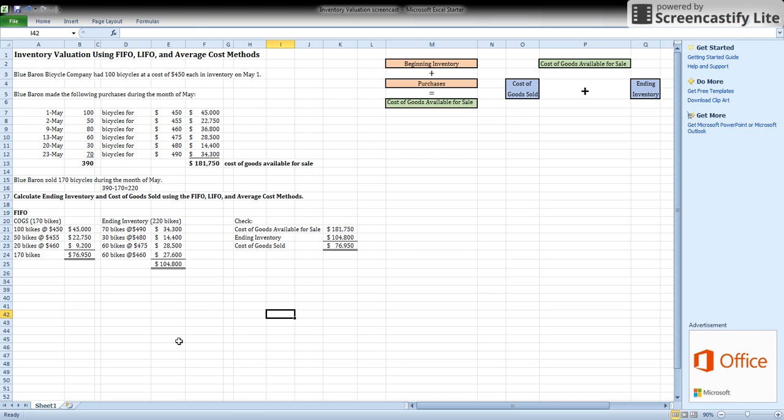In this screencast, we are going to look at inventory valuation using the LIFO and the average cost methods for calculating cost of goods sold and ending inventory. And we're going to do this under a periodic system. In the previous screencast, we went over how FIFO works and how we would calculate our ending inventory and our cost of goods sold using FIFO. Now we are going to use LIFO.